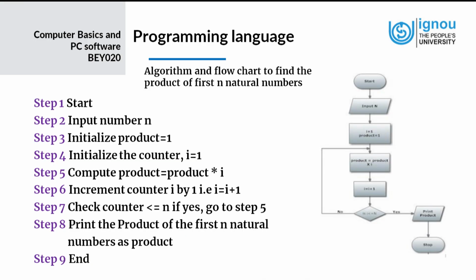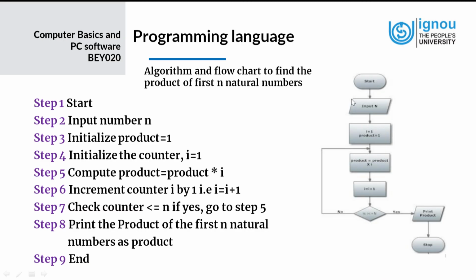Let us try to understand this with the help of an algorithm, and how that algorithm leads to a program. The algorithm and flowchart we have made is to find the product of the first n natural numbers. What does it mean? Suppose I need to multiply 1 into 2 into 3 into 4, like that, till n. If I want to multiply n natural numbers, how am I going to perform this? Well, there is always a start, that is what is visible over here. In the next step we are inputting number n. Obviously n should be defined. What should be the value of n?